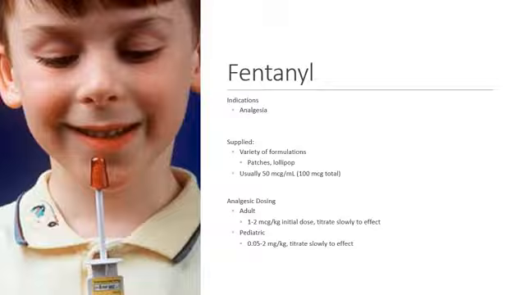So for a 75 kilo adult, you're going to start with about 50 mics, see what that initial bolus does, and if you need some more and you've got some more room to give some more fentanyl, then you're going to give the remaining 50 mics. And we're going to titrate slowly to effect.